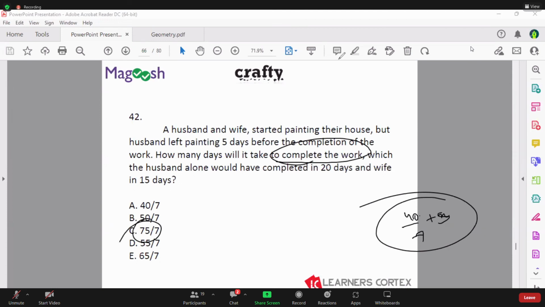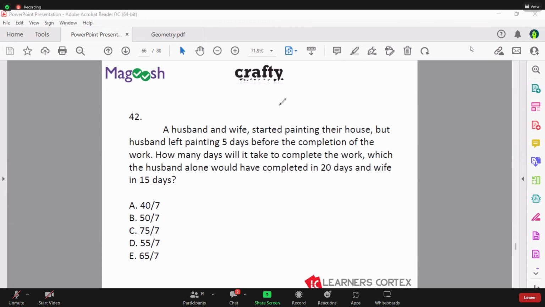Okay. So basically, it says that husband and wife are painting the house together, but the husband left 5 days before the completion of the work. The thing is, in this particular question we are talking in the past sense, where the work has already been done. So when it says the husband left 5 days before the completion of work, that means in those 5 days the wife was working alone. So let's consider that the total work is X.